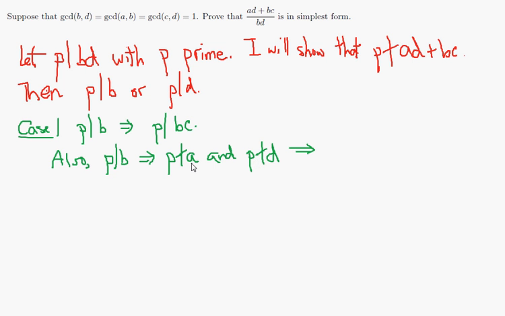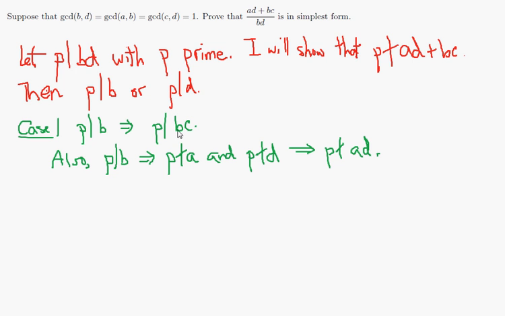So if p does not divide a and p does not divide d, that means that p does not divide a times d. This is a theorem we proved in class. It's actually the contrapositive of the theorem we just used a second ago. We just said if p divides a product, then p divides b, or p divides d. Going the other direction, if p does not divide a and p does not divide d, that implies that p does not divide the product a times d. So that's the contrapositive of the thing that we just used.